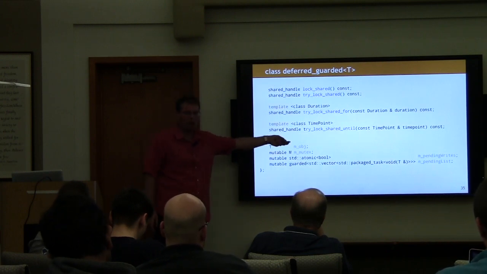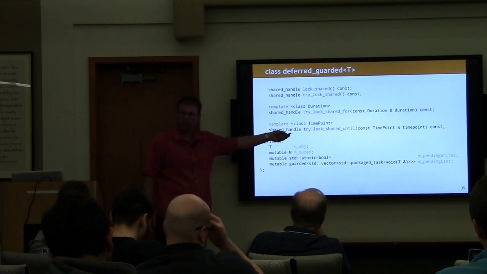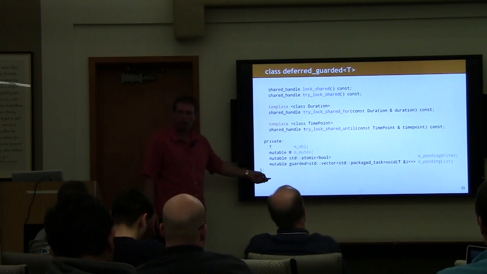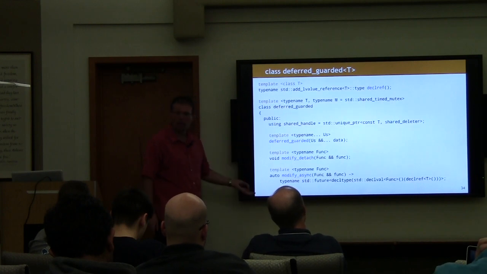I mean, the try lock shared for and until can block for a determined period of time. And actually, lock shared can block, but it can't be blocked by other readers. So this is deadlock free.